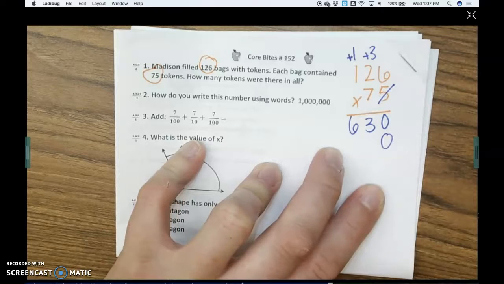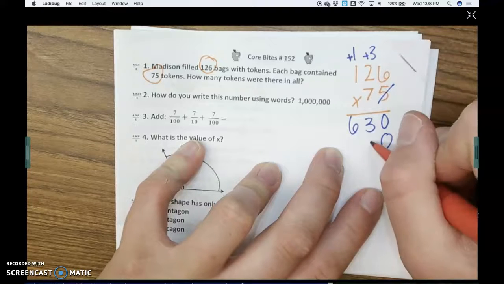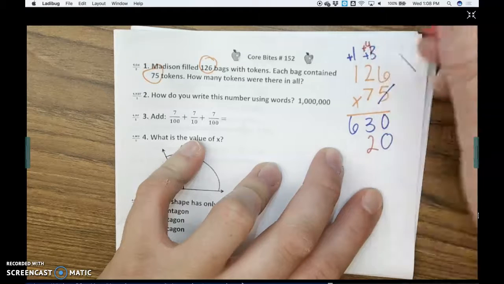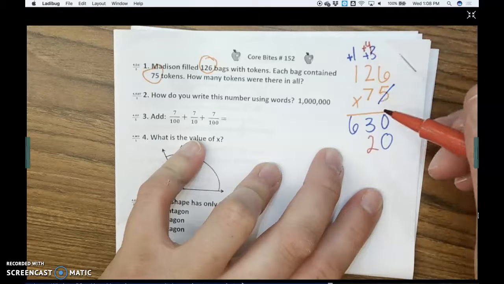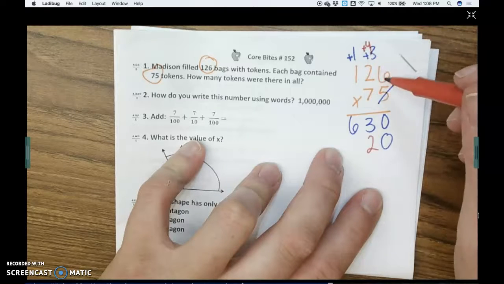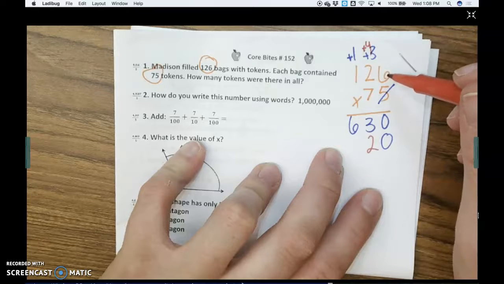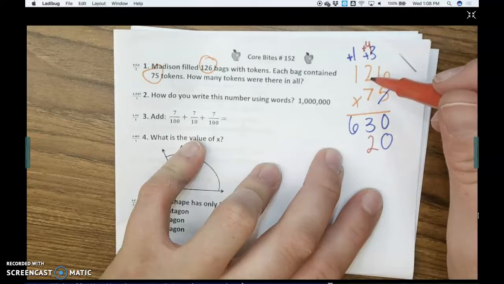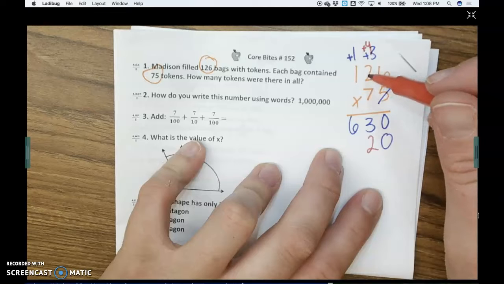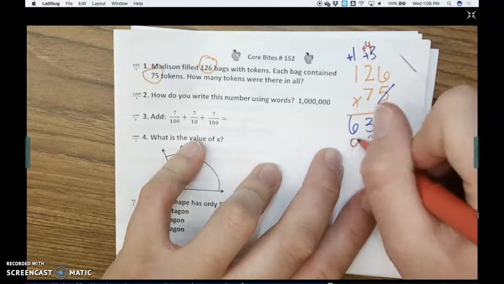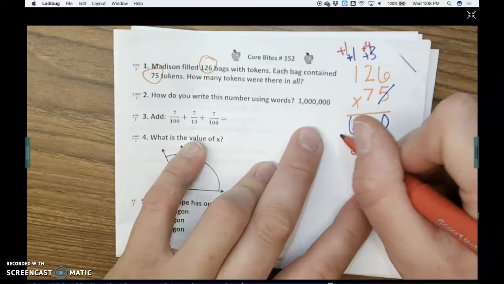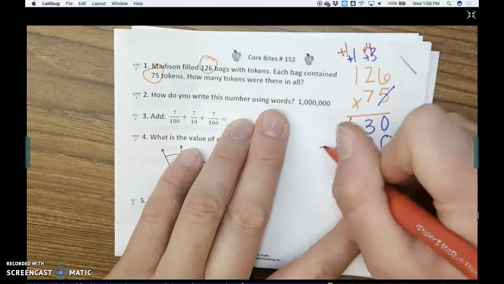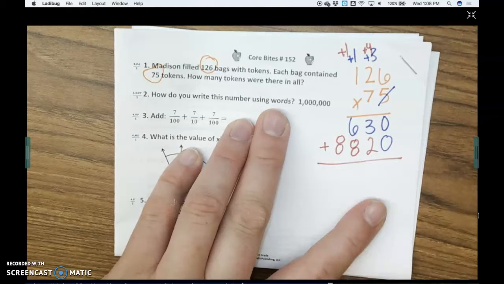Okay? So then you're going to do 7 times 6, 42. Regroup your 4. 7 times 2 is 14, plus 4 would give you 18. Hold on, let's see. So 7 times 6 is 42. I see what I did. 7 times 2 is 14, plus 4 would give you 18. That's what I did. All right, and then 7 times 1 is 7, plus 1 would be 8. So then you're going to add these together based on their place value.